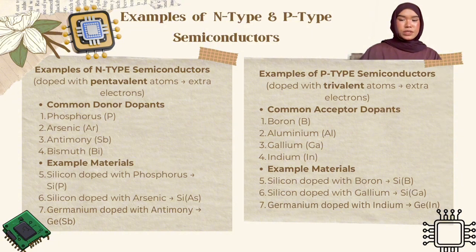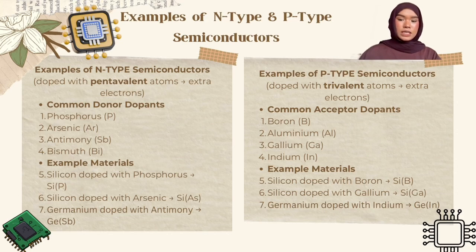So now that we understand the basic concepts of doping, let's look at the specific materials and elements used to create these semiconductors. The type of semiconductor we get depends entirely on the chemical properties of the dopant we add to the pure material. First, let's look at the N-type semiconductors. To create this, we use pentavalent atoms which have 5 valence electrons. When these are added to a semiconductor like silicon, they provide extra electrons which act as charge carriers. These elements are known as common donor dopants because they donate that extra electron to the structure. Common examples include phosphorus, arsenic, antimony, and bismuth.